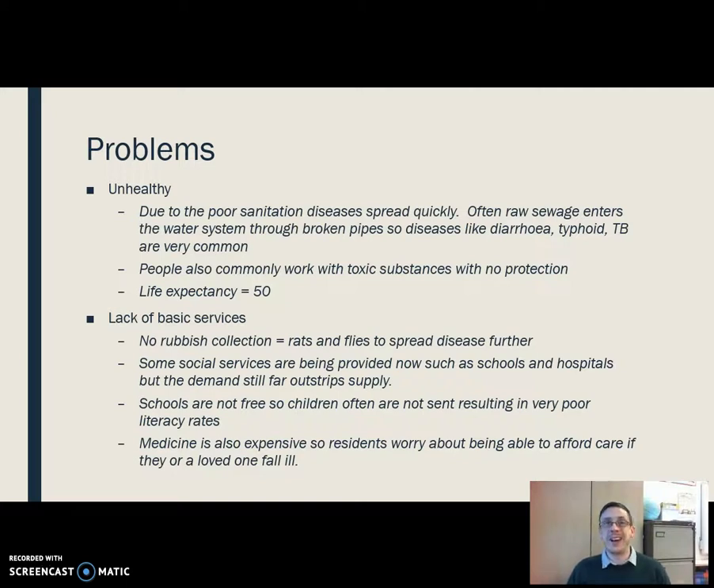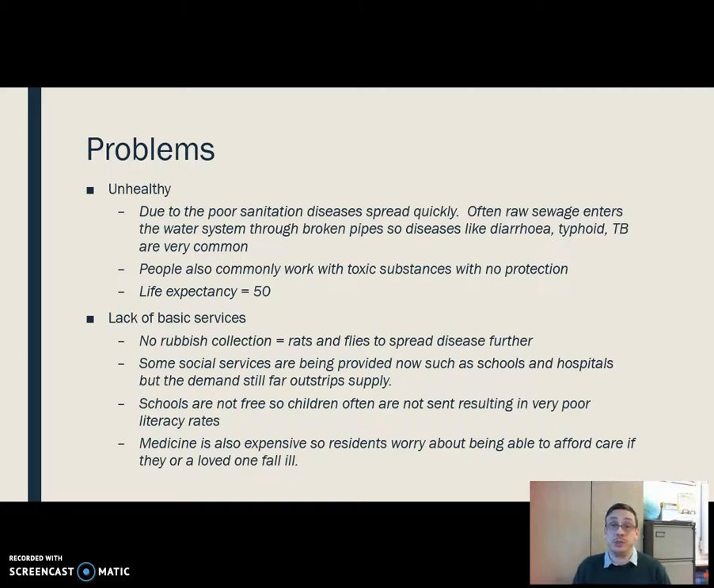Now, the government is making steps to try to address this by providing some local services, like a couple of schools and a state hospital being built. But again, you have got 1 million people and a couple of schools and a hospital. You are going to outstrip that supply really, really quickly.